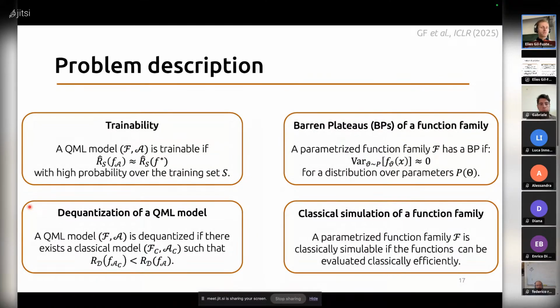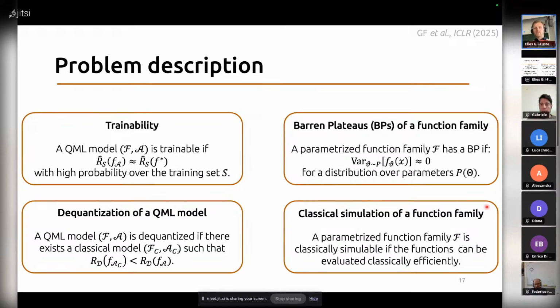Dequantization we also defined, because dequantization of quantum advantage. We defined quantum advantage when the expected error of the quantum algorithm was much smaller than that of the classical algorithm. So if it's bigger or similar, we will say that the model has been dequantized. Hopefully you will agree with me that it's a reasonable definition, but be aware that it's not the one that you usually see on the news, because this is specifically dequantization for a learning task, not just simulation.